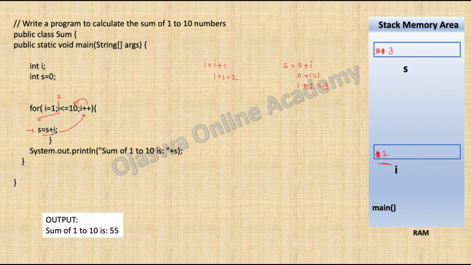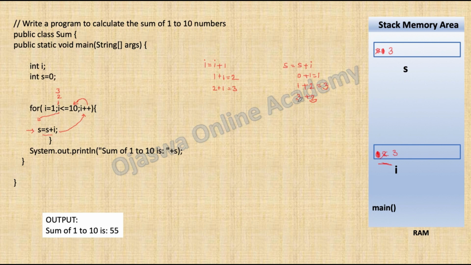After execution of this statement, control of program goes to increment statement and i plus plus executes. The value of i is 2 plus 1. Now the updated value of i is 3. Hence inside the memory, 2 will be replaced with 3. Now the updated value of i is 3. So from the increment statement, the control of execution will go to the condition and i less than or equal to 10 will be checked. The value of i is 3. 3 is less than 10, condition is true. Hence control will come inside and this statement will execute.